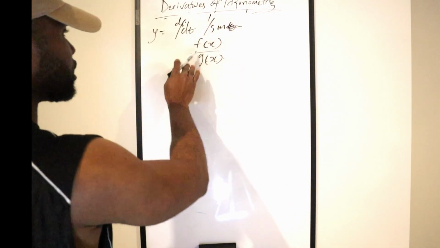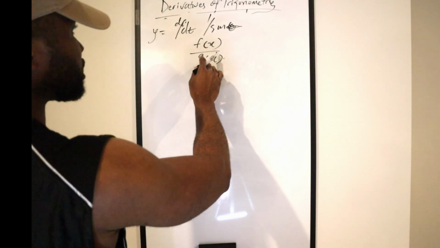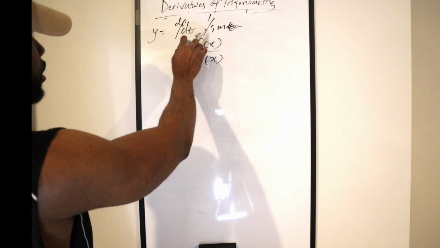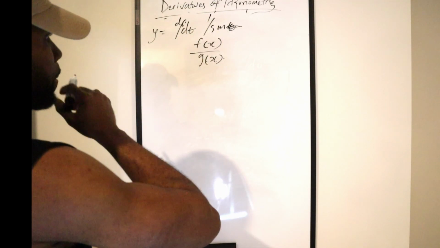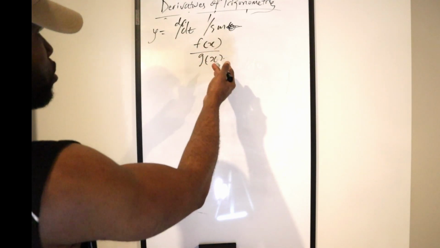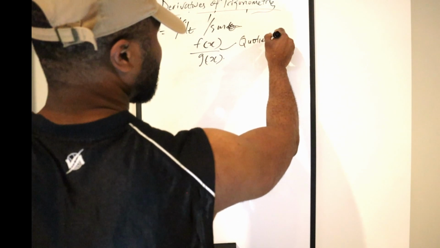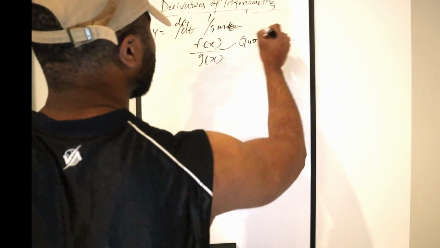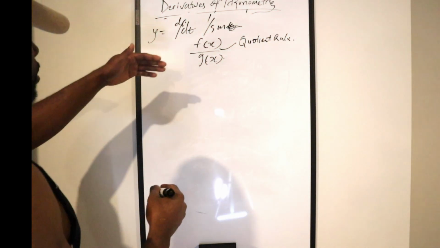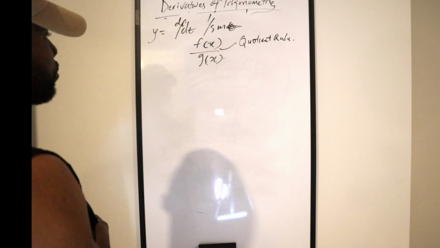So if you look at this equation here, this looks similar to the inverse of sine theta. So we apply the quotient rule here to solve this kind of problem. So how can we apply the quotient rule here?